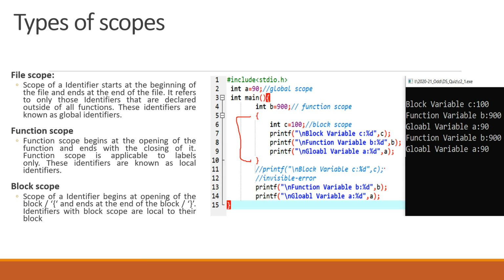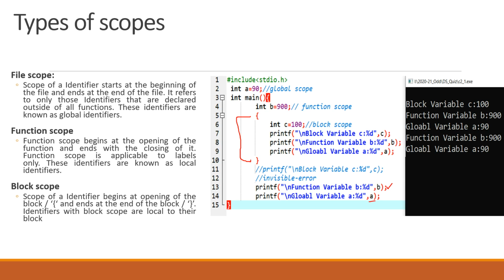You will get an error when you are trying to use it. If you are trying to compile this program by removing this comment, you will get the error because C is invisible. You are trying to access it, but it lost its scope. B, where B is defined, B is local, so it is accessible. A is not defined in this block or in this function. Here it is defined, right?